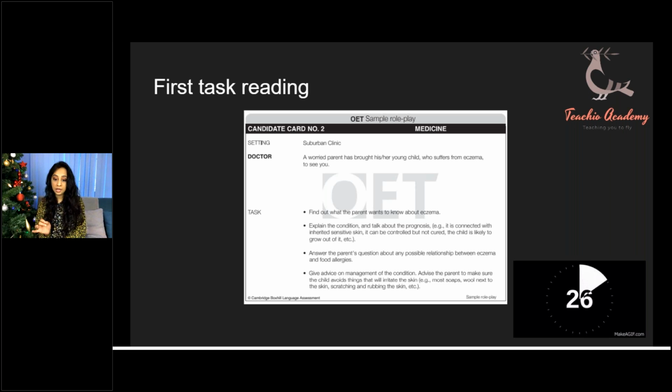Okay. After that, I'm going to do my first task reading. So that depends on your speed. I would give 15 to 30 seconds for my first task reading, where I'm going to do a rapid reading of the task. I've already read this patient. That was from eczema. Find out what the patient wants to know, explain and talk about prognosis, answer questions, give advice on management. So it's going to be a very quick read through the task.